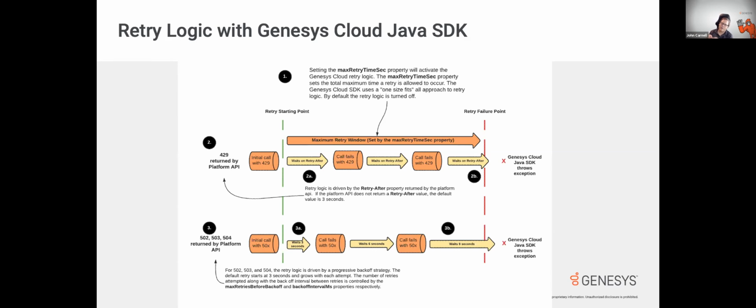We consider 502s, 503s, and 504s retryable as well, but we don't return a Retry-After on those. Instead, we're going to retry, and we let you define or use a default back off logic. So I get my first retry, I'm going to wait 3 seconds. With a 502, 503, or 504, I get my second retry, I'm going to wait 6 seconds. Then I'm going to wait 9 seconds until I get beyond this window.